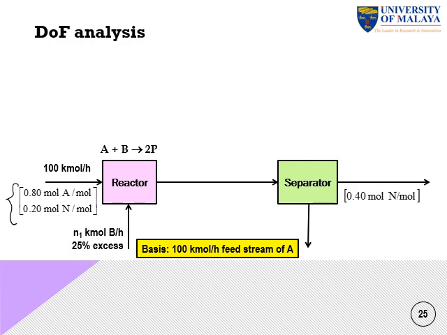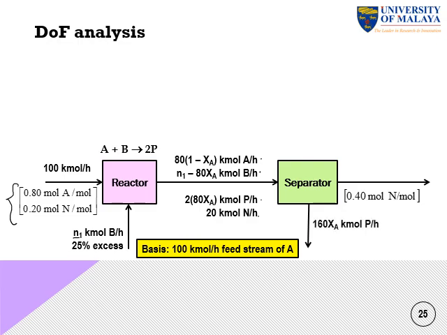So for the other feed stream to the reactor, where only B is in there at 25% excess of B, this one you label as an unknown, N1. Let's say N1. And then you label the reactor outlet. You know that the reactor outlet shall contain unreacted A, unreacted B, and then the product P and the inert. Whatever inert is fed to the reactor will go out of the reactor. And then the separator. The question already gives you that all of the P will be in this stream.